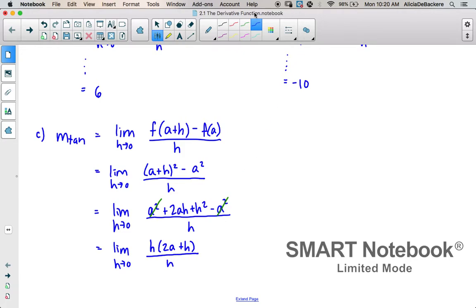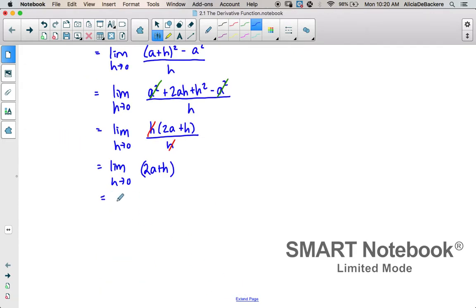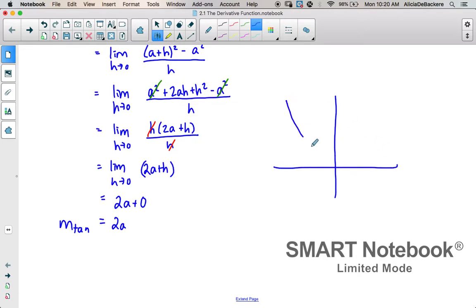And this is lovely because it's going to cancel out with my denominator. And now I'm left with an expression that I can actually just take the limit of. And so I sub in h is equal to 0, and I get 2a. So what we're saying here is that the slope of the tangent for the basic parabola looks kind of like this.